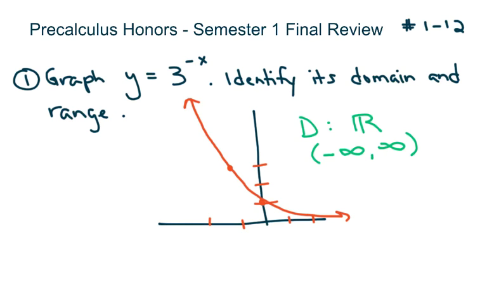But the range is not all real numbers because, as you'll notice by looking at the graph, it is only above the x-axis. Since the graph is above the x-axis and doesn't hit the x-axis, because the output of 3 to the negative x can never be 0, the range is y is greater than 0. In interval notation, that would be parentheses 0, comma, infinity.